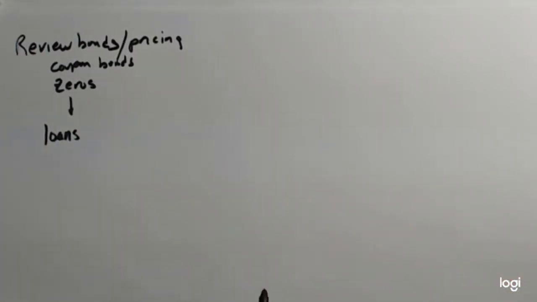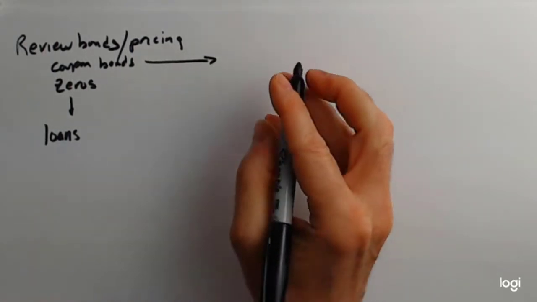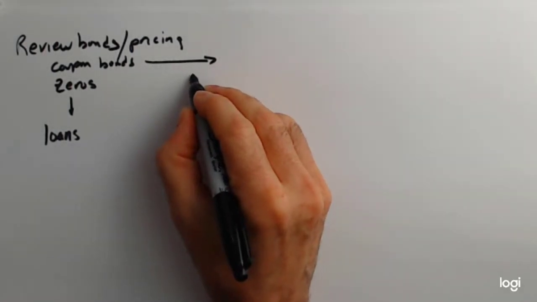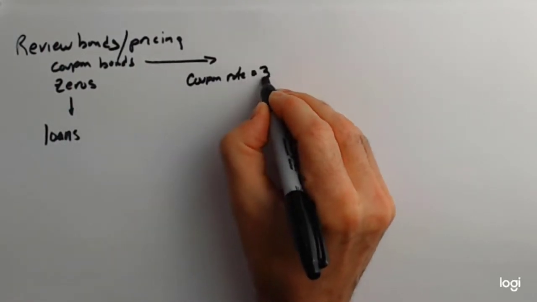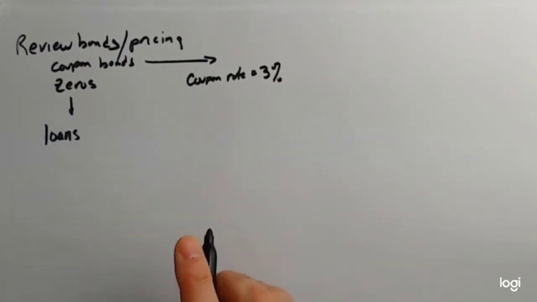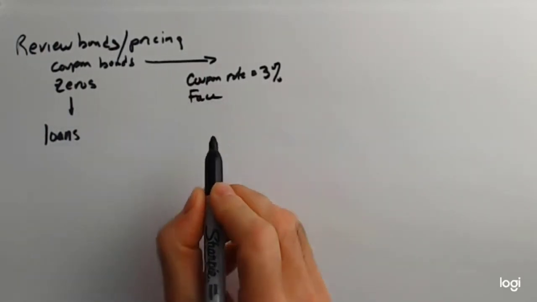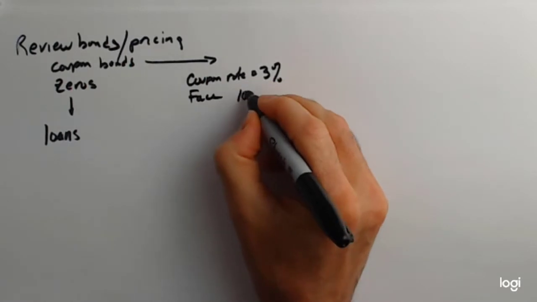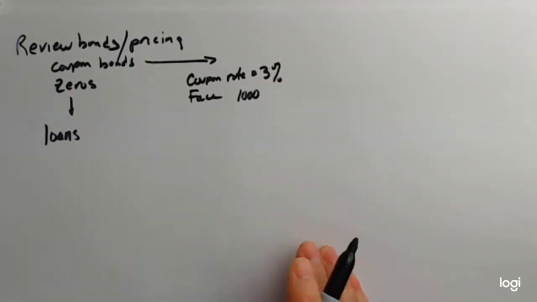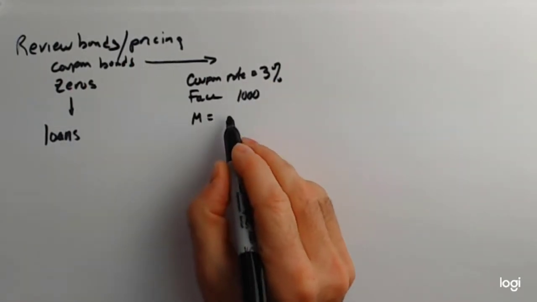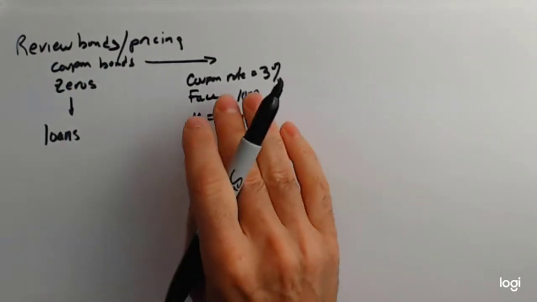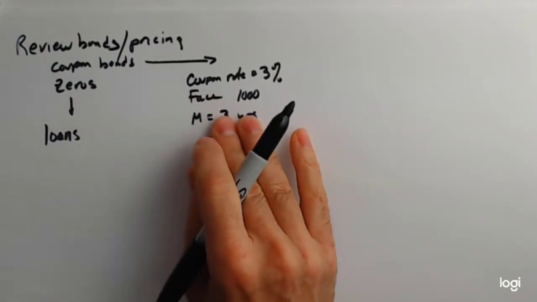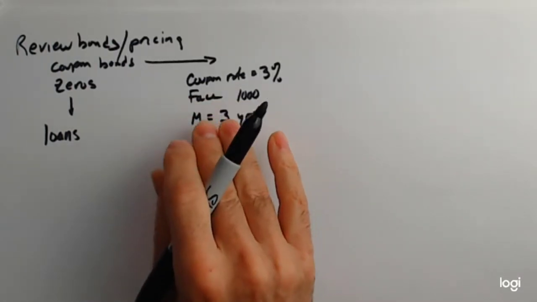So first off, let's look at an example of a coupon bond. Let's say we have a coupon bond and the coupon rate is 3%. I'll explain how this works, but let me just give you some of the data for the bond. The bond's going to have a face value, and we're going to have a maturity, and I'll call it M. And M is M years in this case.